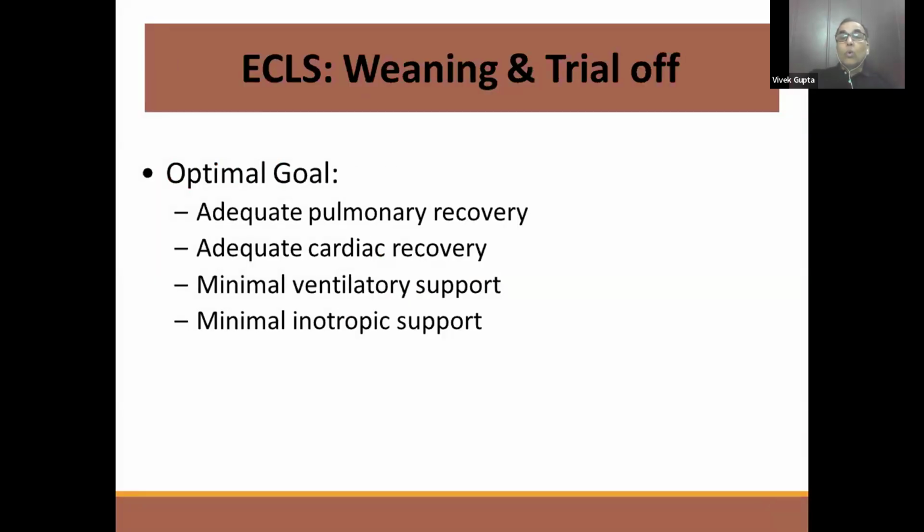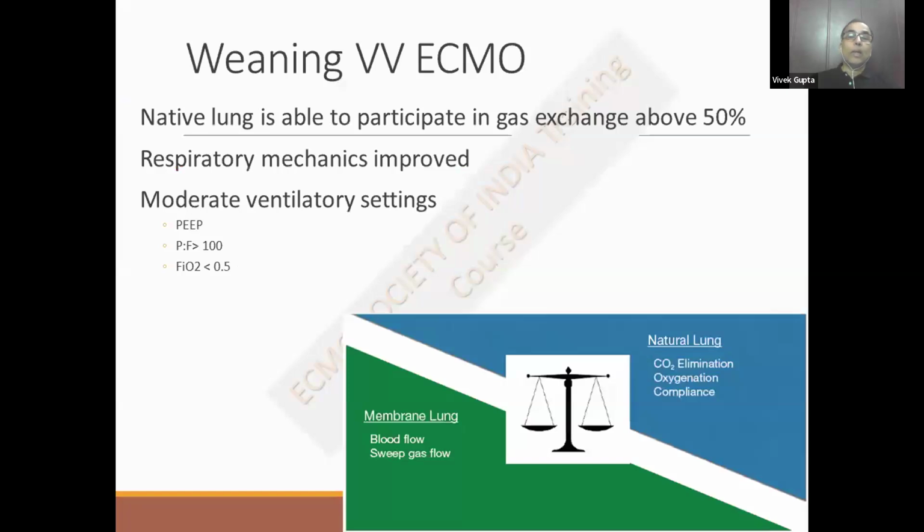So what is our optimal goal when we are weaning? In VV, pulmonary recovery has happened. In VA, cardiac recovery has happened. Ventilatory support has been reduced to a minimum and the patient is still able to maintain oxygen saturation, and inotropic support has been reduced significantly. Still the patient is maintaining hemodynamics and tissue perfusion is well maintained. So let's take VV ECMO first.